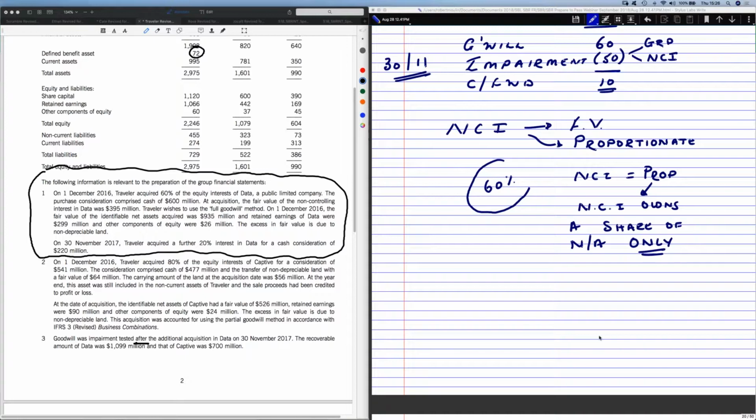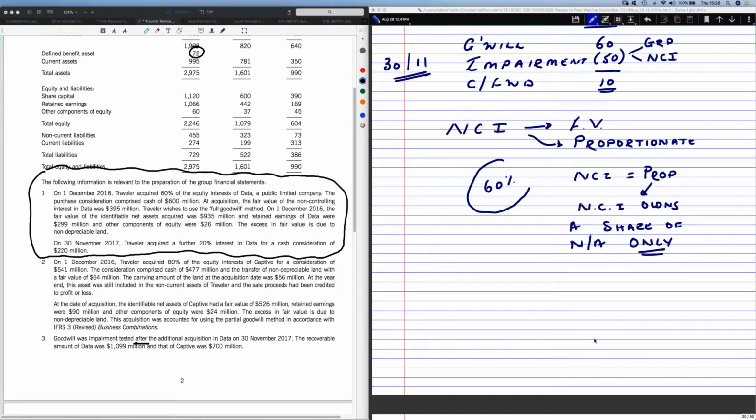And so therefore, of course, if the goodwill is impaired, then the only allocation of that charge is to the group, because we cannot allocate any impairment losses to the NCI because the NCI does not own a share of any goodwill. Does that still make sense?